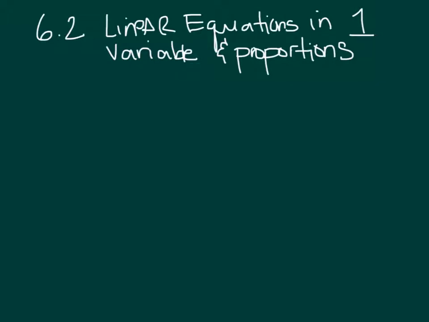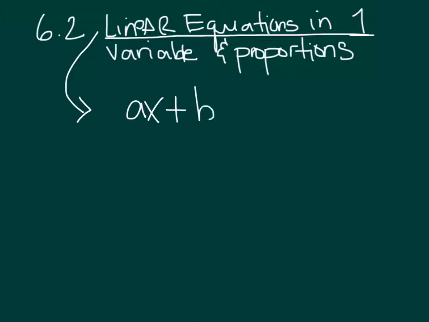So let's start with, what is the definition of a linear equation in one variable? A linear equation in one variable can be written in the following form. Let me put a little arrow there. It's ax plus b equals 0.